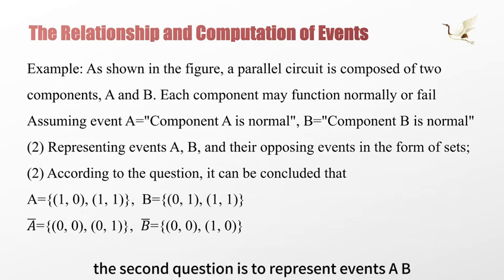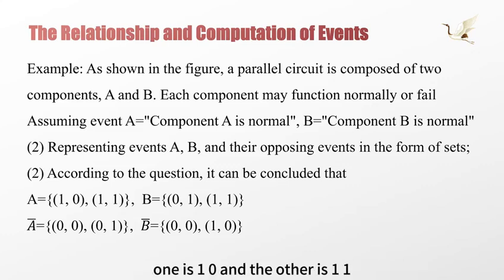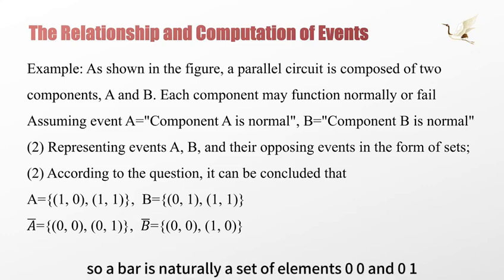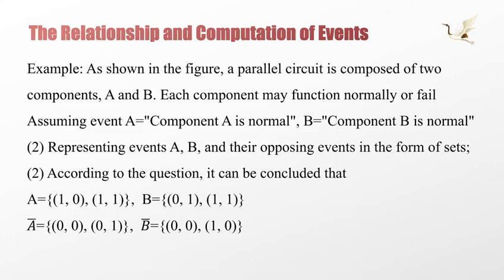The second question is to represent events A, B, and their opposing events in the form of sets. According to the question, set A consists of 2 elements: one is (1,0), and the other is (1,1). The set B consists of 2 elements: one is (0,1), and the other is (1,1). So A bar is naturally the set of elements (0,0) and (0,1), and B bar is the set of elements (0,0) and (1,0).